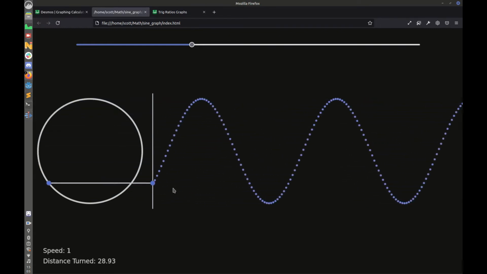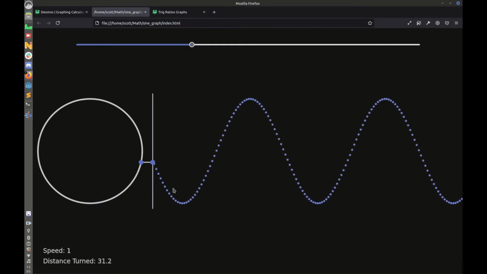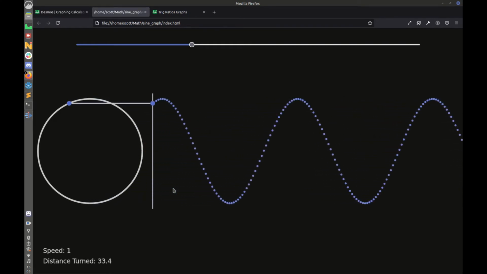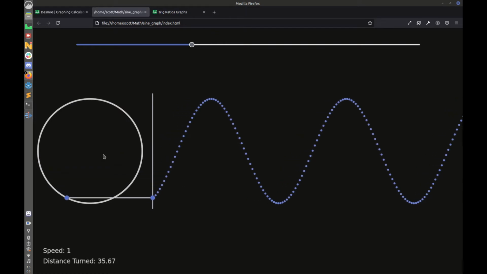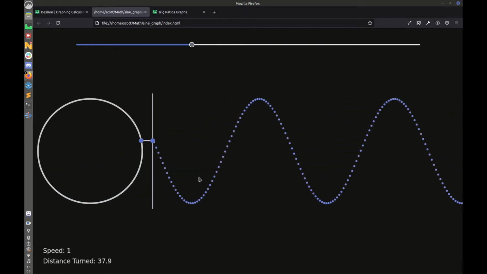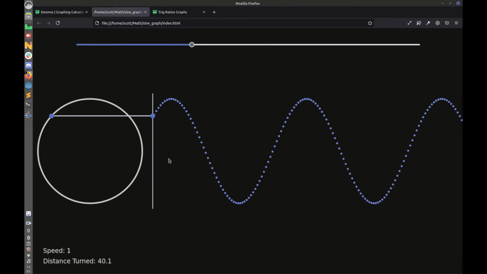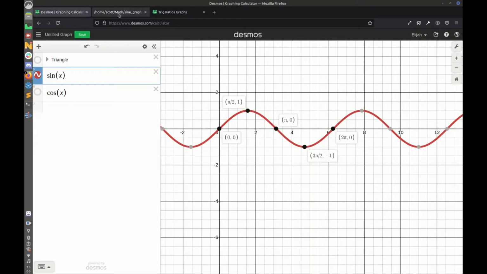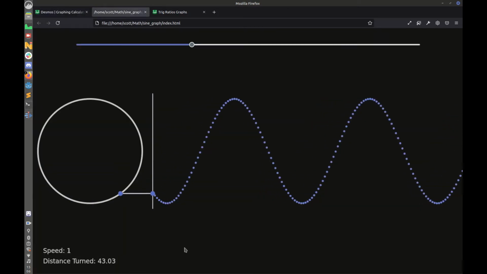Take a few moments just to watch it roll out and get an intuitive feel to see, yes, this circle turning around does create the same shape that I saw on the Desmos graph.